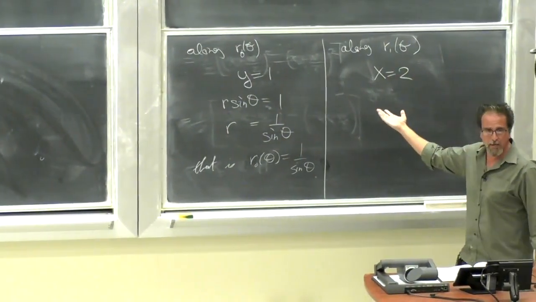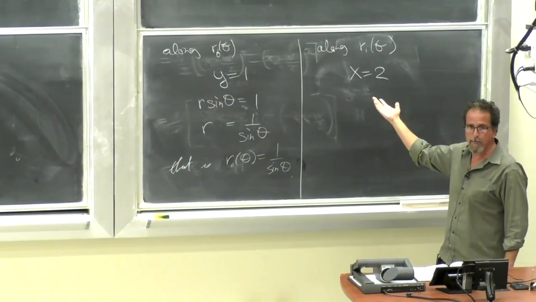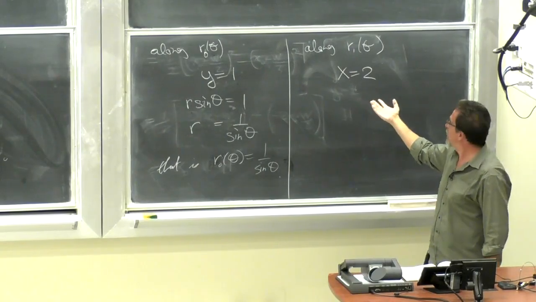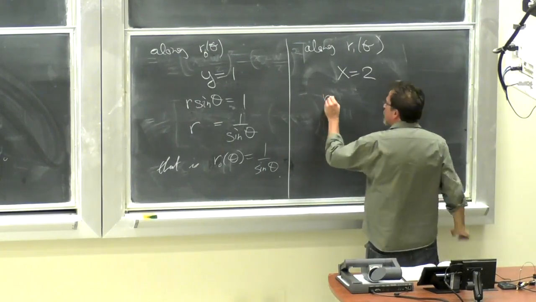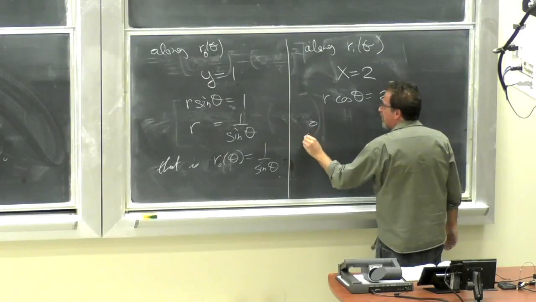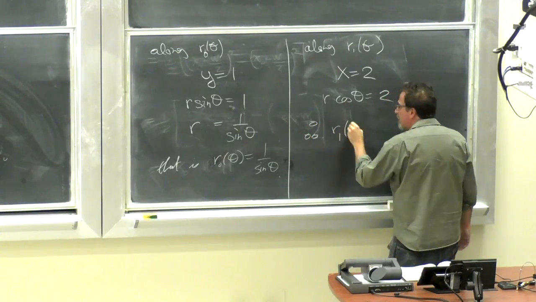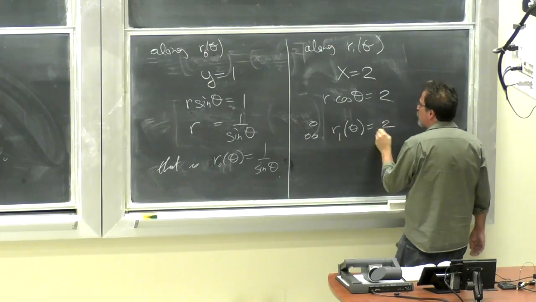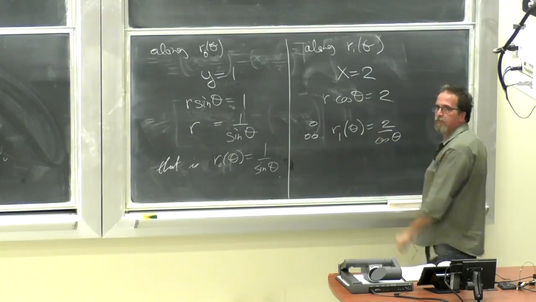Along r1 of theta, x is equal to 2. Now, I know you're rolling your eyes. This is r cos theta equals 2. Therefore, r1 of theta is equal to 2 over the cosine of theta. OK?